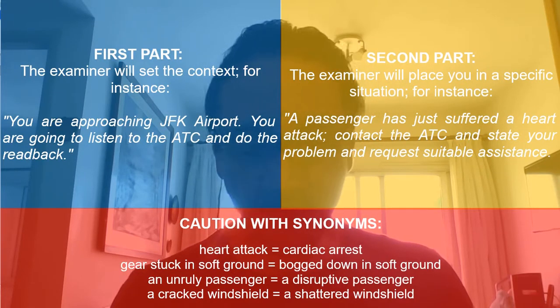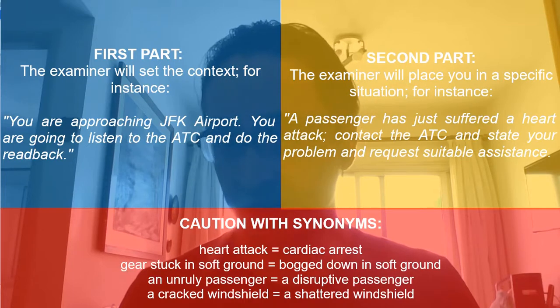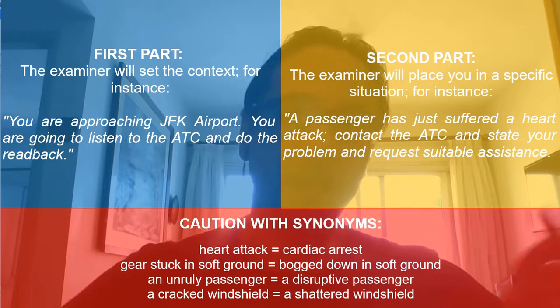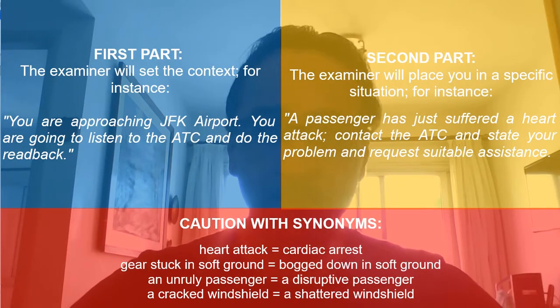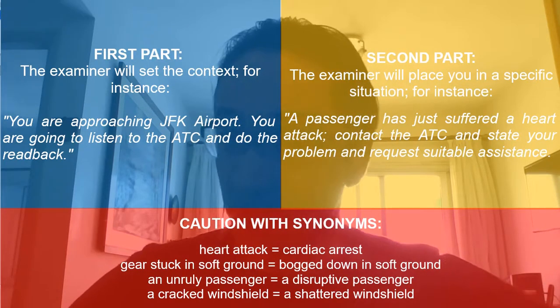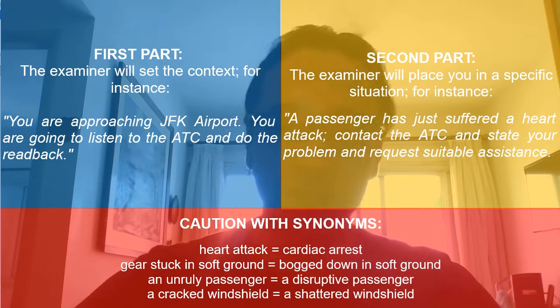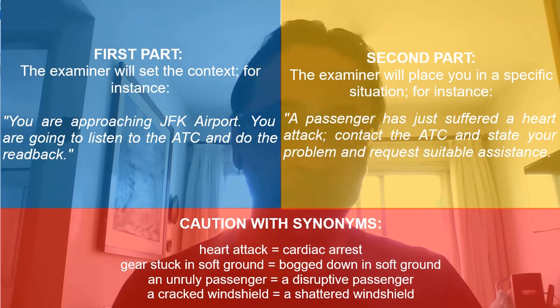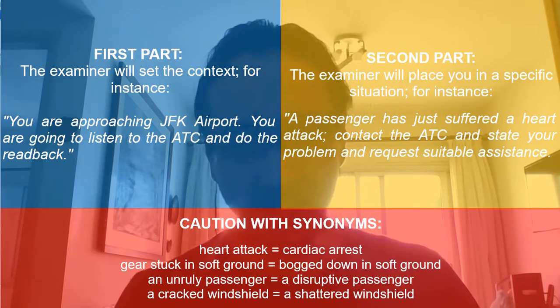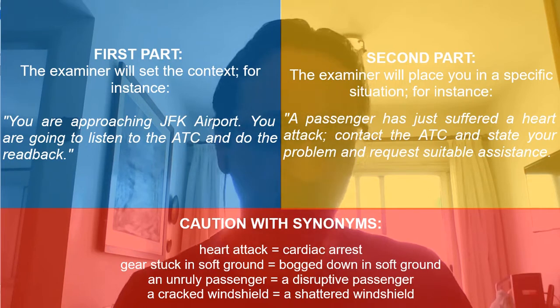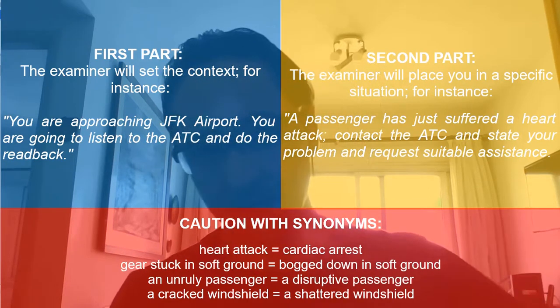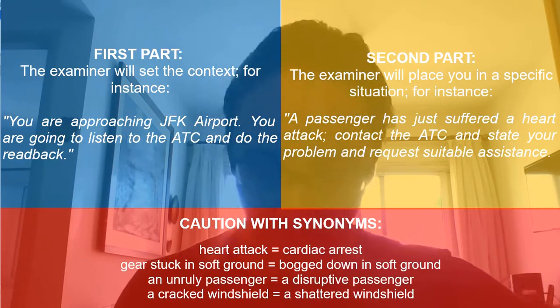However, if your problem, for instance, here a passenger has suffered a heart attack, and the examiner says, the ATC says, ANAC 123, Roger, confirm a violent passenger or a disruptive passenger on board. So then you need to clarify. So you say, negative, we don't have a violent passenger or an unruly passenger on board. What you have is that the passenger has just suffered a heart attack and requests medical assistance upon landing.